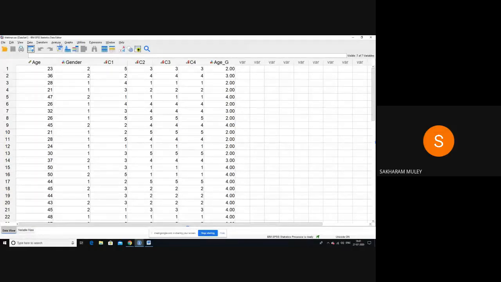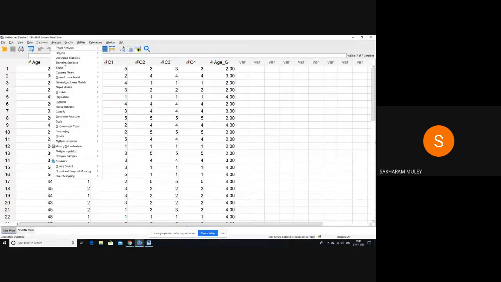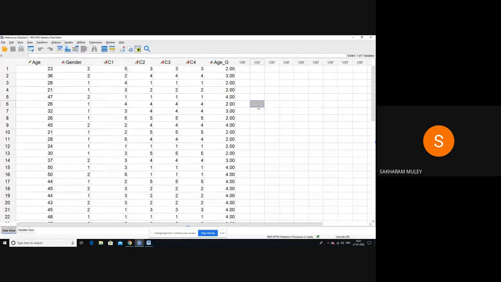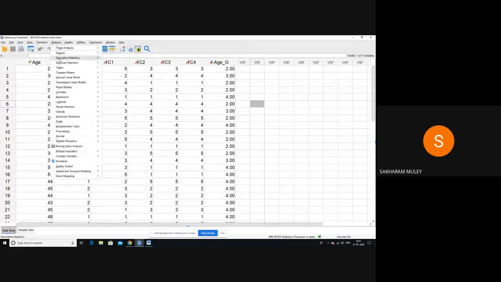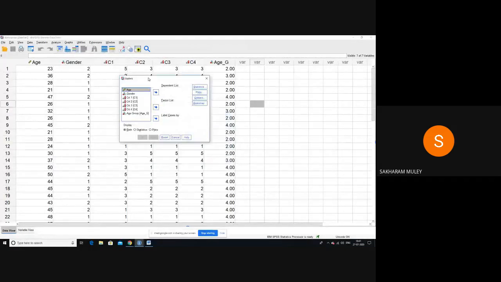So I want to test whether my data is normally distributed or not. The procedure is Analyze, go to Descriptive Statistics, go to Explore, and take the variable. Say age is a variable which is defined on scale. I want to test it against gender, in male and female, whether it is normally distributed or not.